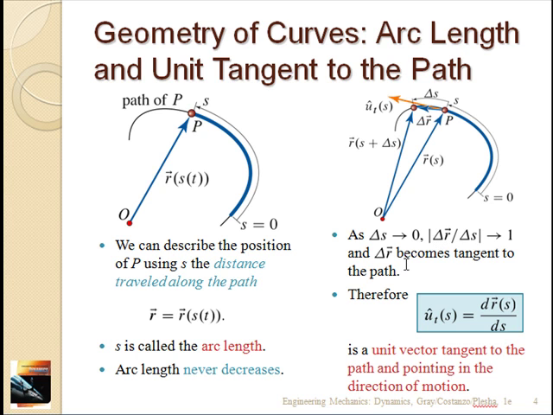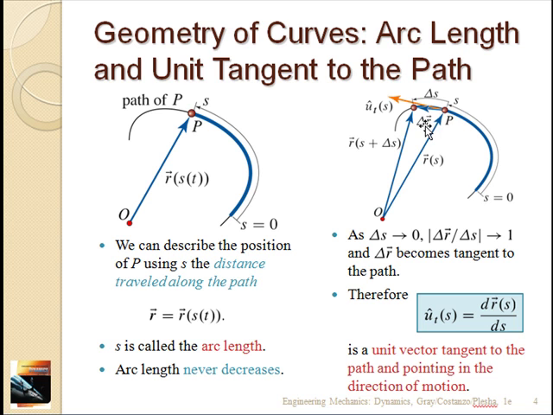Okay, so as delta s goes to 0, delta r over delta s goes to 1, and so delta r becomes tangent to the path. All right, so you can kind of see here there's our position vector here, and our position vector here slightly later. There's some vector that points from one tip to the next, and that's our delta r. That's the change in r over the time t to t plus delta t, over the arc s going to s plus delta s.